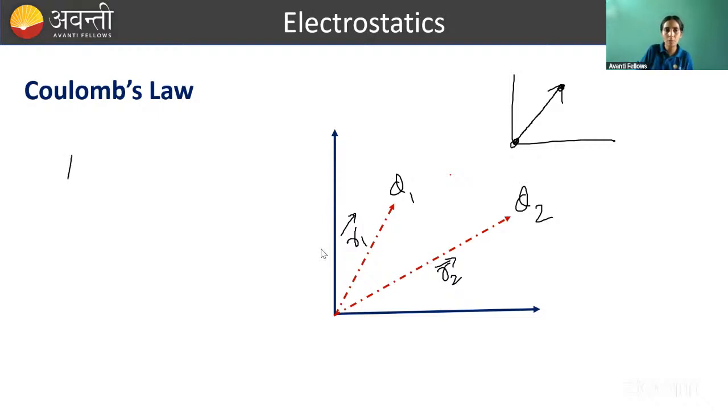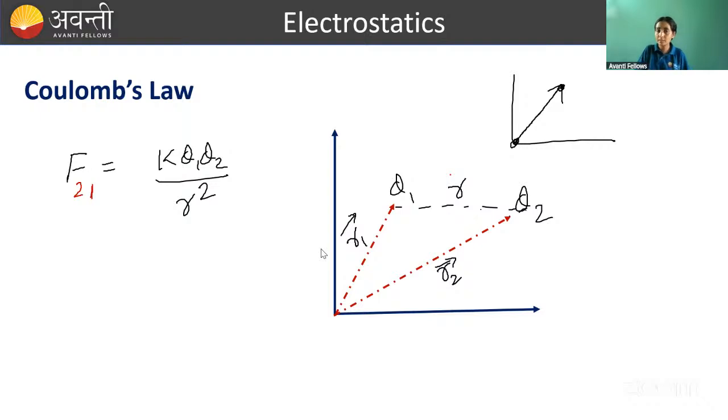Now we have to calculate the force. How will you write the magnitude of the force? K Q1 Q2 by distance squared. So the distance between Q1 and Q2 is how much? It is this much. Let's say this is R. So R squared. If you talk about the direction, how do we write the direction? Direction can be written like this: if Q1 and Q2 both are of the same sign, then the force, let's say this is the force acting on 2 because of 1.